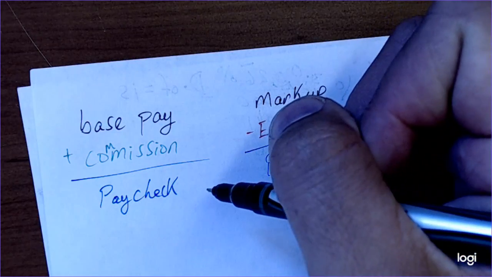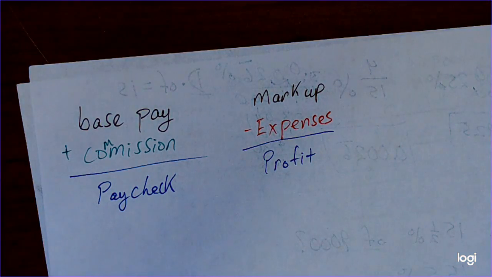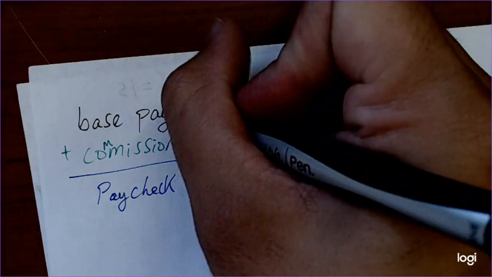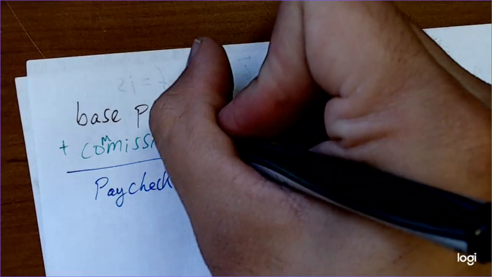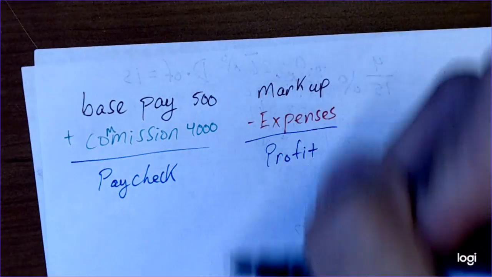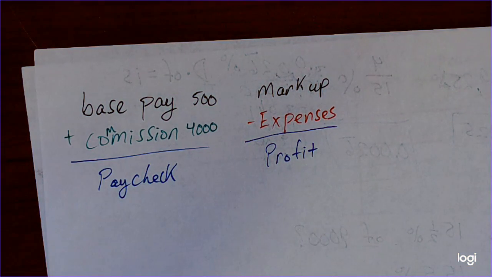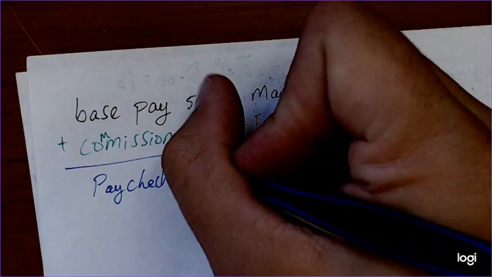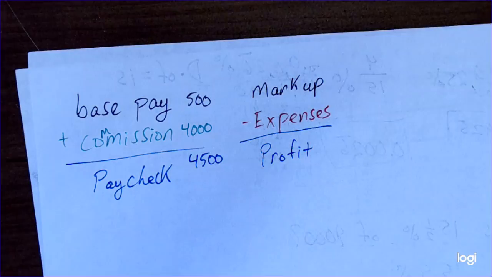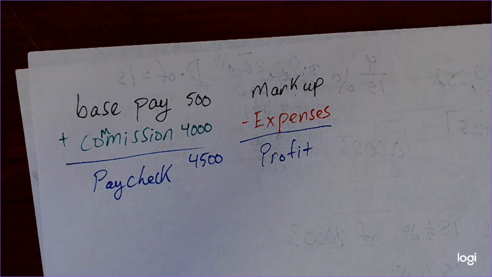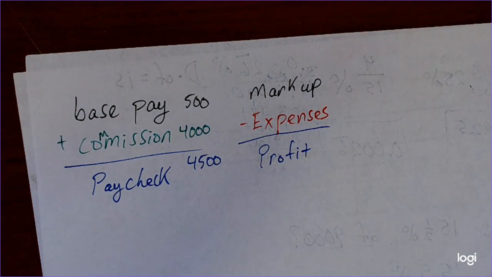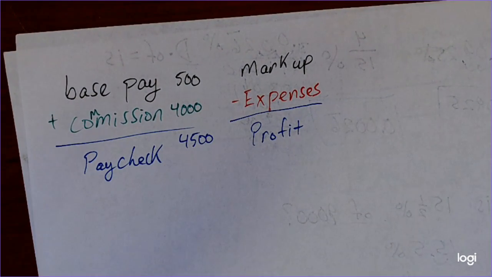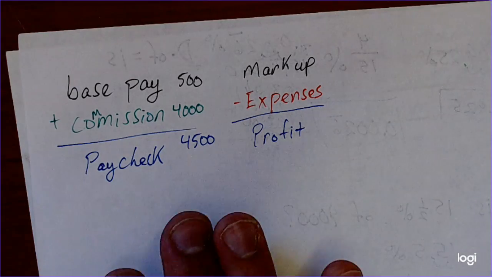So let's say your base pay was $500. So you've got a $500 base pay plus a $4,000 commission. That would give you a total paycheck of $4,500. And that's how your commission pay works. So it's your base pay plus your commission amount, which gives you your total. And you'll have to do some math to figure out the commission. Don't worry, we'll do a full example of this in a moment.